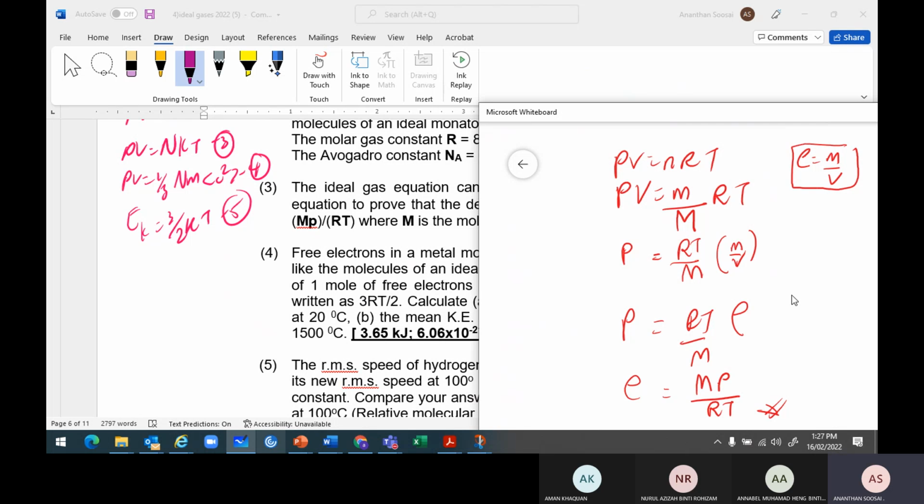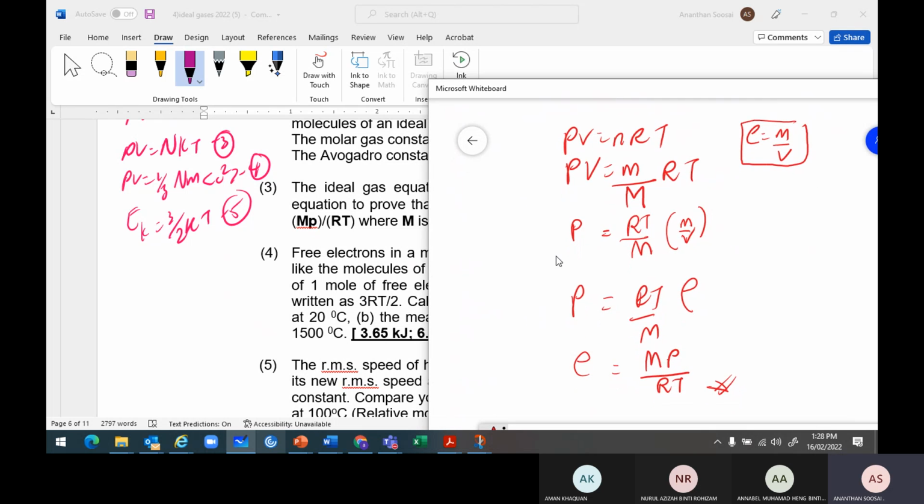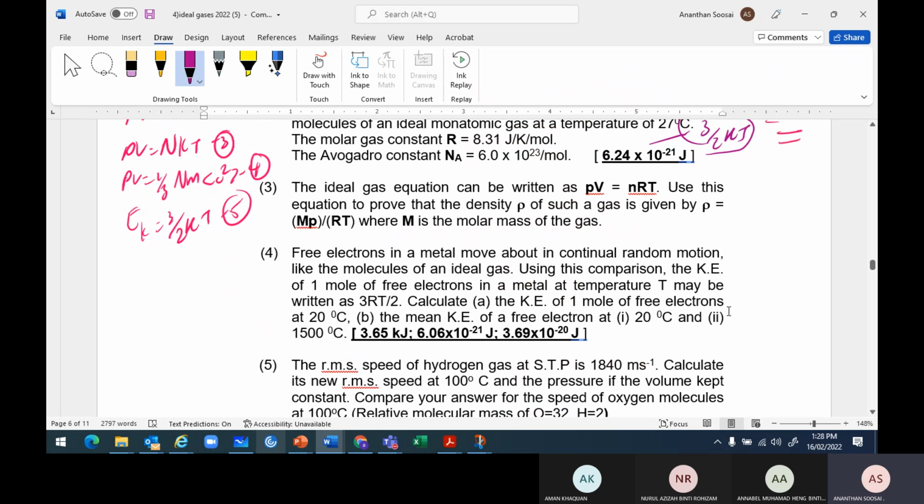Okay, up to 3 is like a warm-up question. Not a challenging one, just an introduction, slowly. Question 4 itself can be a little more challenging. So I hope some of you can give me the working for 4. Okay, we go for 4. This is the third one. Hope you got the idea. So let's go to 4.